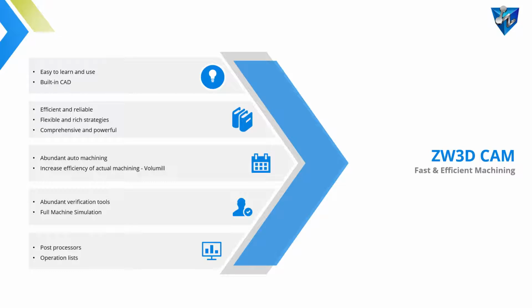Then, in CNC machining, we have flexible and rich strategies to support 2 to 5 axis milling, as well as turning. It is a reliable CAM suite. ZW3D CAM also has efficient auto machining, such as hole tactics, which can increase the machining efficiency. After finishing creating the toolpath, ZW3D can provide abundant verification tools to ensure the machining safety.